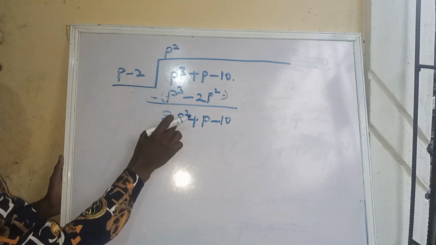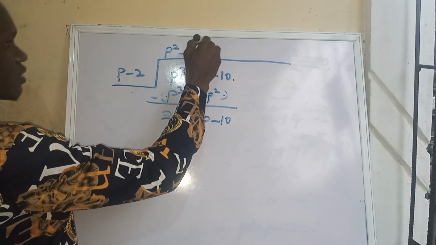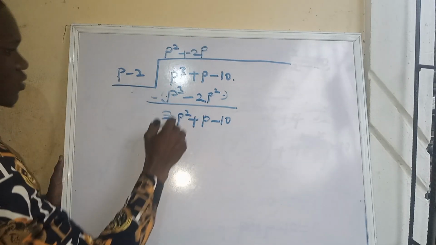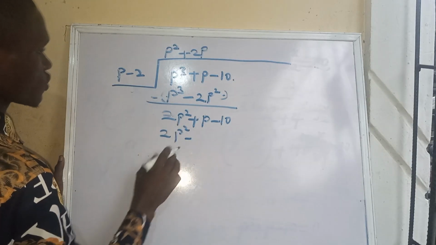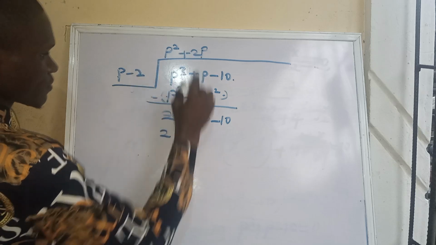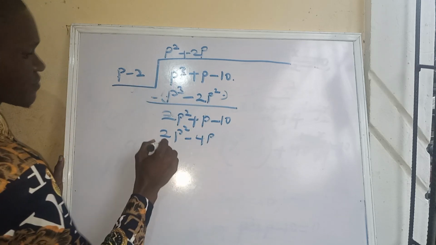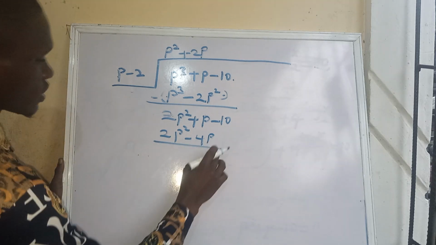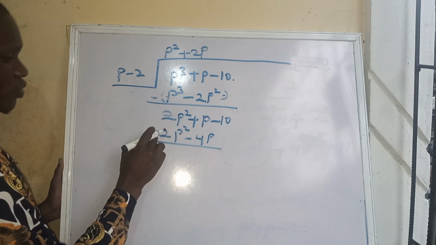So if we use this to divide this, we are going to have plus 2p. Then this one to multiply this one again, we are going to have 2p squared. Then this one to multiply this one, we are going to have minus 4p. Putting down the horizontal line again, we are having 2p squared minus 4p. This is positive, this is positive.